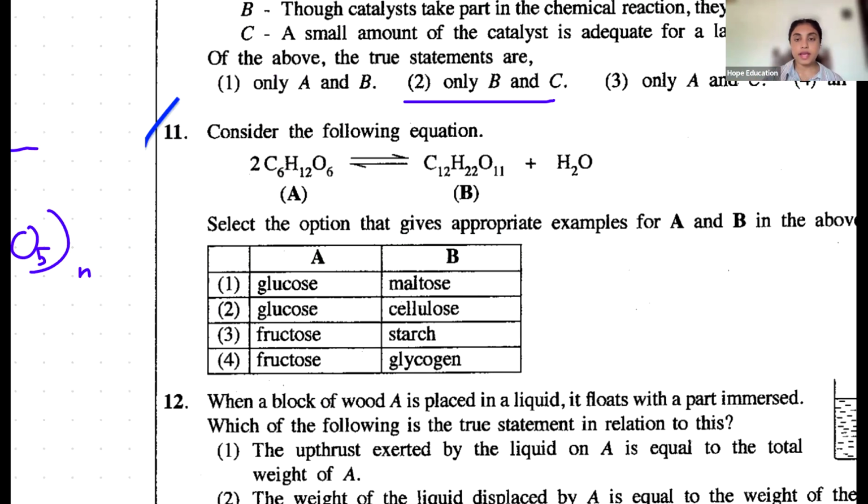When two monosaccharides join, you get a disaccharide plus water. Similarly, when water is added to a disaccharide, two monosaccharides are formed. So glucose can be maltose? Glucose and maltose, because glucose is a monosaccharide and maltose is a disaccharide. Glucose can't be cellulose, cellulose is a polysaccharide. Fructose can't be starch, starch is a polysaccharide. Fructose can't be glycogen because glycogen is also a polysaccharide. So the first one is the answer.